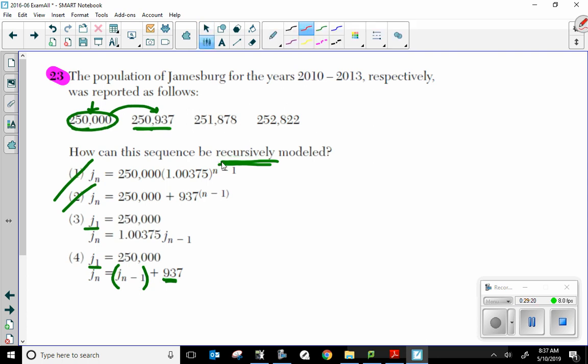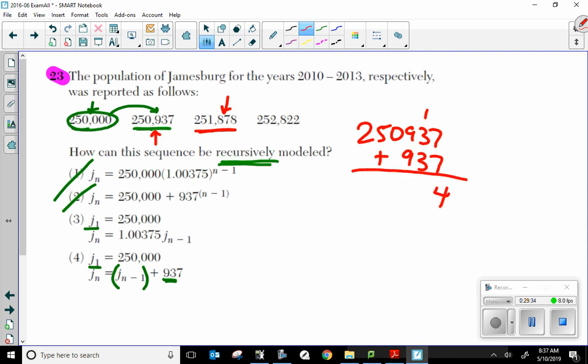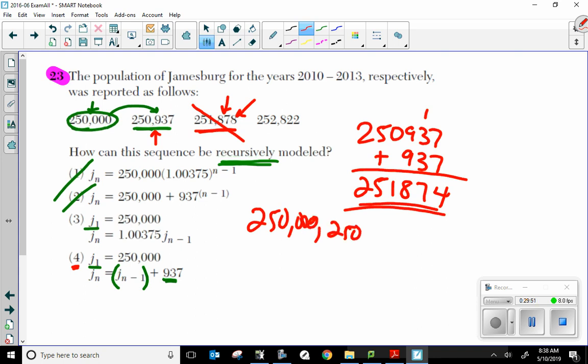Let's try this one. How do I get this? I take the previous number and I add 937 to it. So 250,937, and I add 937 to it. 4, I carry the 1, 6, 7, 8, 1, 251,874. That is not this number. This would be the third term according to number 4. It would start 250,000, then 250,937. That's good for these two. But my third term should be 878, and it is not. So it can't be this.